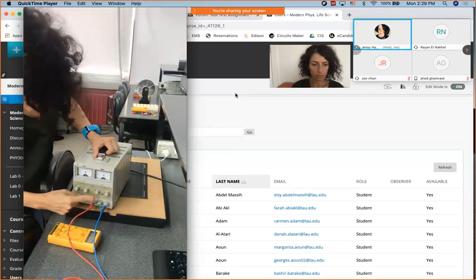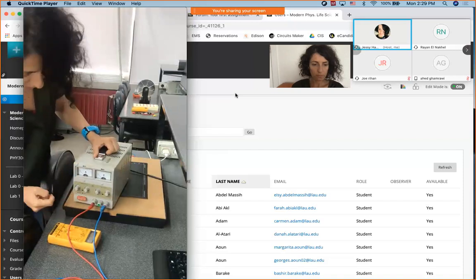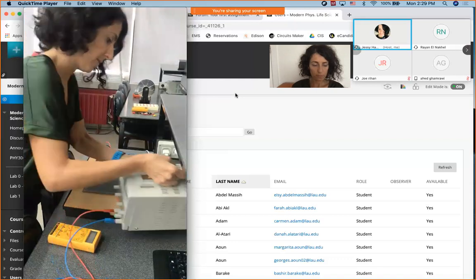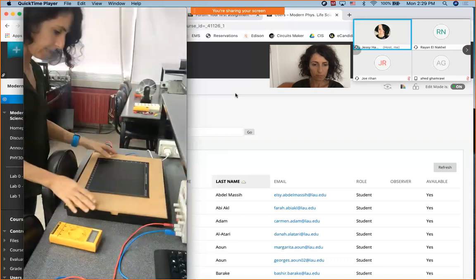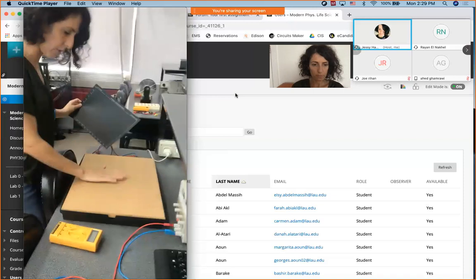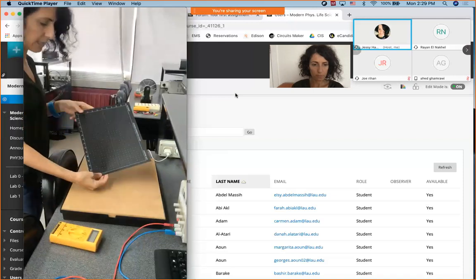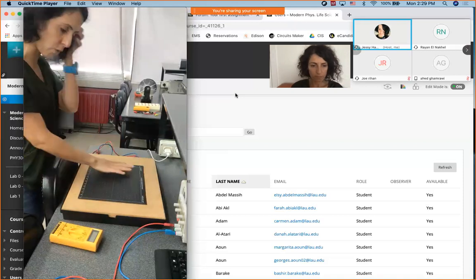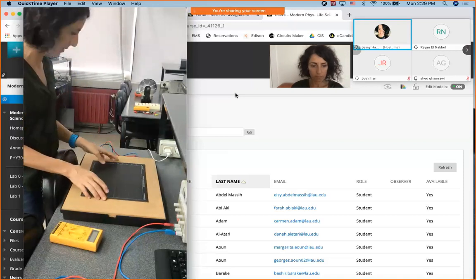You have a positive terminal and a negative terminal, the power on-off button, and it's connected to the mains. What else? This is a cork board on which I'll be using a conductive paper. This conductive paper is supposed to be brand new, so it shouldn't be poked anywhere, and this is the case.